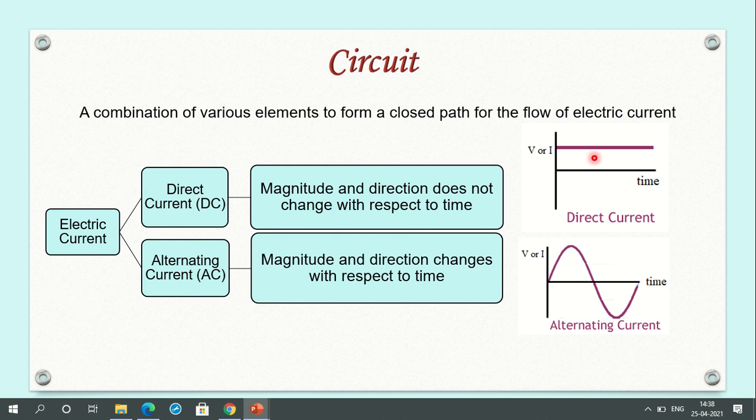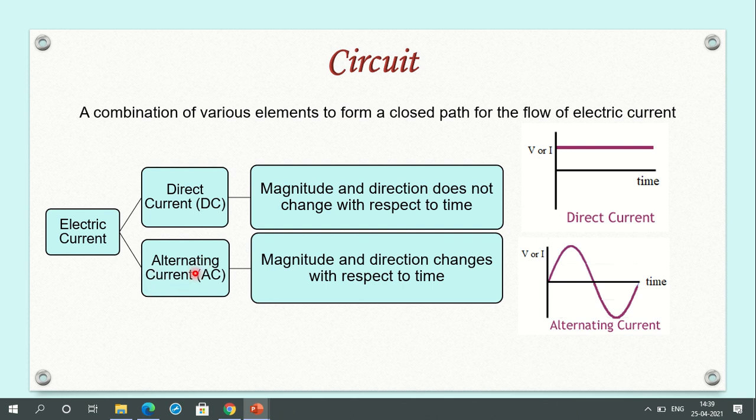This is the graphical representation of direct current. See, even if the time varies, the magnitude of direct current or DC voltage always remains constant. The magnitude remains constant as well as the direction. Direction means the polarity does not change. It will either be positive always or it will be negative. So the magnitude and direction do not change with respect to time. That is a direct quantity, which can be a direct current or a DC voltage.